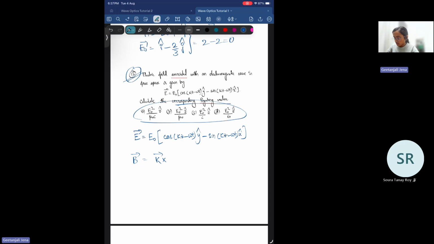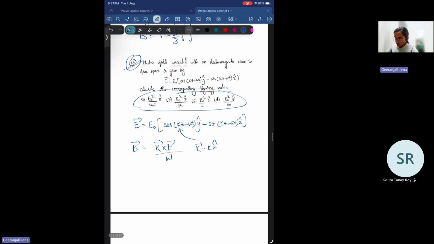Let me go through the answer in brief. So this is K cross E by omega. So K is K Z cap. And if you take the cross product, then you get B is K E0 over omega, cos(kz minus omega t) x cap minus sin(kz minus omega t) y cap.